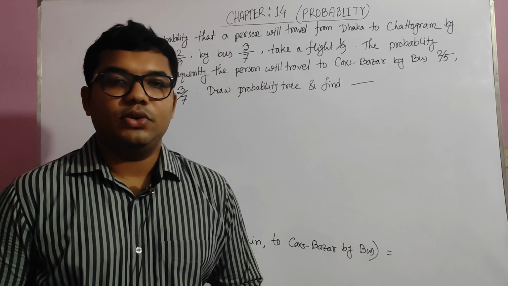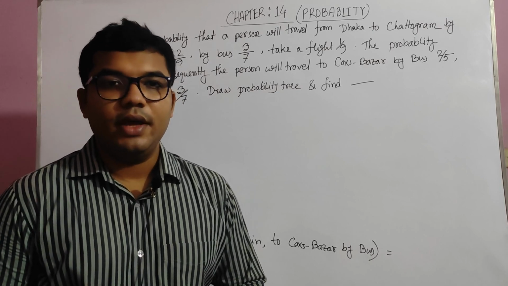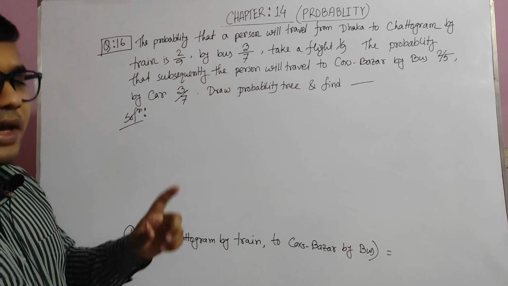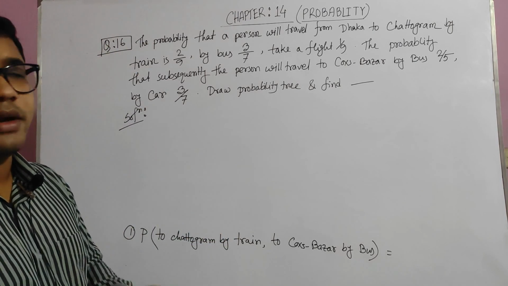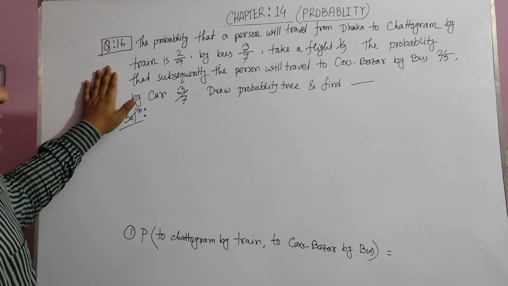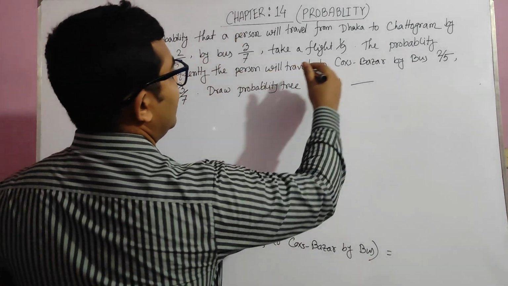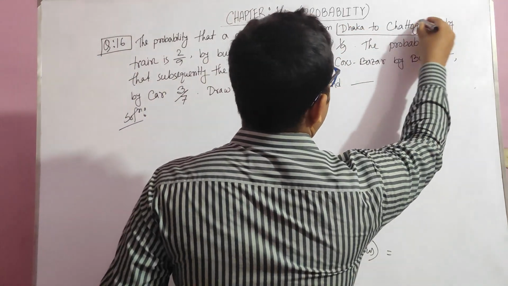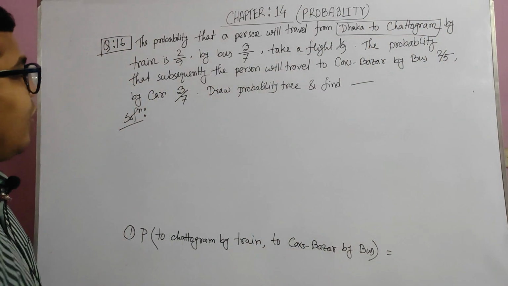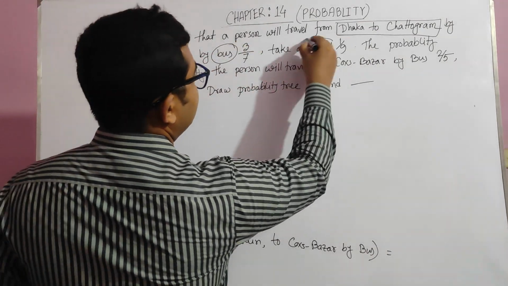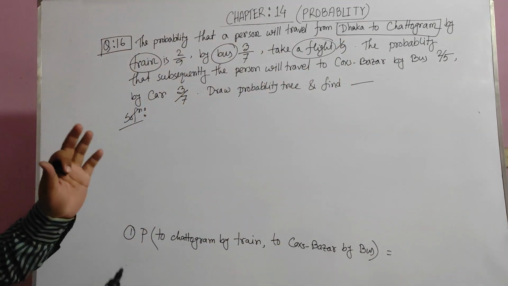Okay dear students, this is our last CQ for you, CQ number 16. This question is very similar to our question number 15. Here the question says the probability that a person will travel from Dhaka to Chittagong by train, by bus and by flight. These 3 ways can be taken.